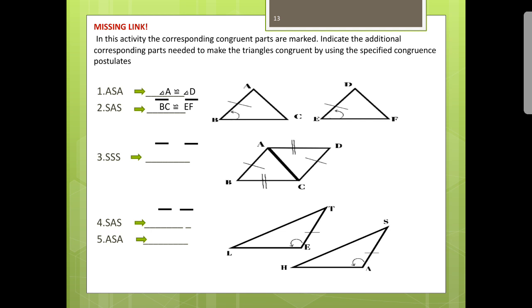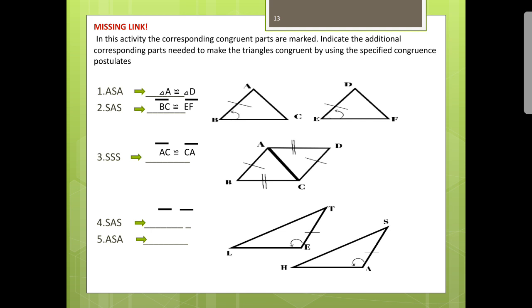Number 3, side, side, side. So, obviously, side AB is congruent to side CD based on the identical marks. Another congruent part: we have side AD is congruent to side CB. So, what do you think is the additional congruent side? The answer is side AC is congruent to side CA.